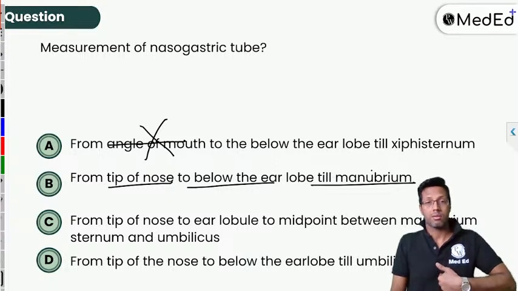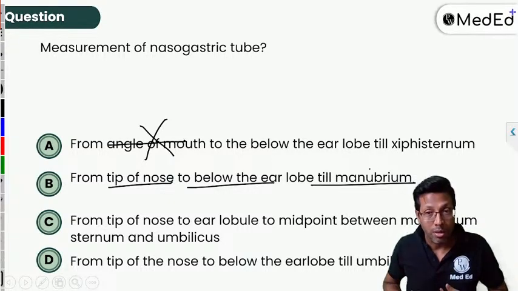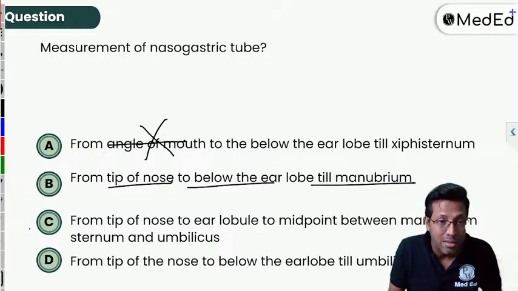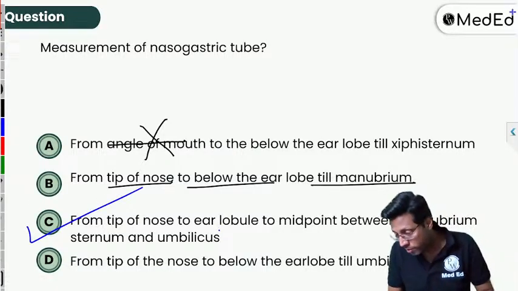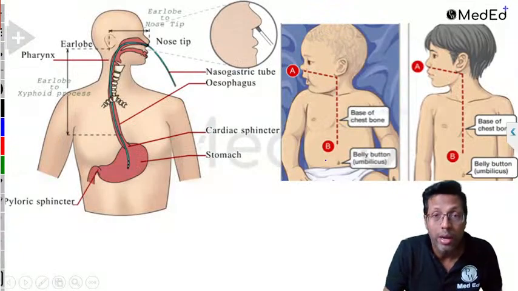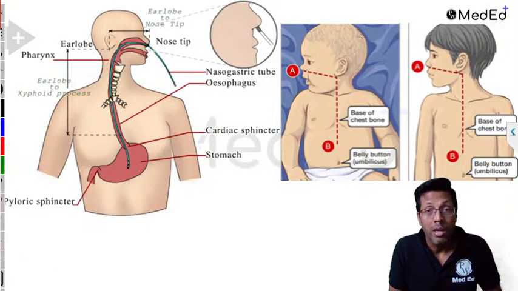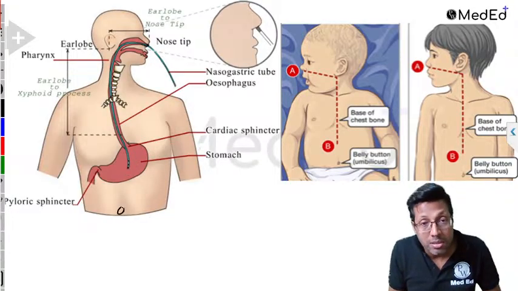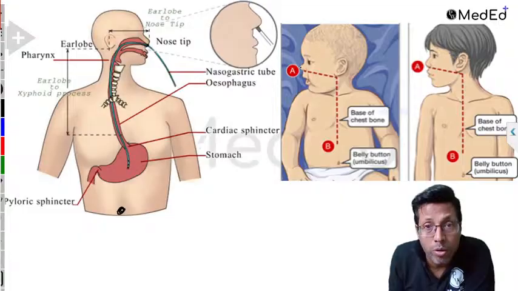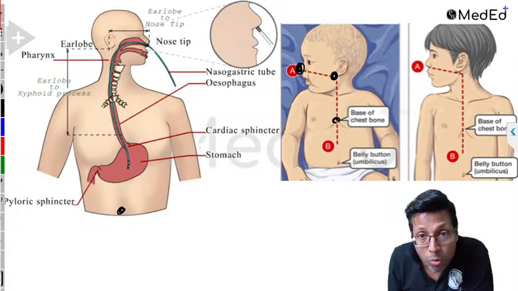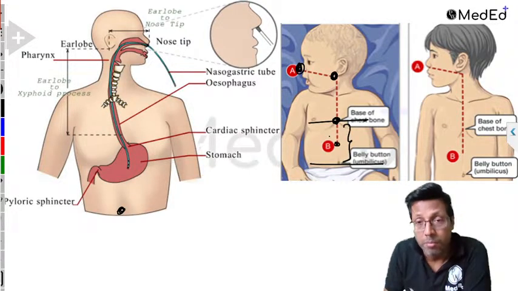Manubrium means here. Your Rayleigh tube is not supposed to be here. Your Rayleigh tube is supposed to go inside the stomach. Correct. The correct answer, guys, initially only one, but now 2 or 3 of you have given. Answer is C. If you look at this, this is how you calculate. Ideally, your Rayleigh tube has to go inside the stomach. Your umbilicus is somewhere here. So you measure from the tip of the nose to the ear to the manubrium and to the midpoint between the umbilicus and the manubrium.